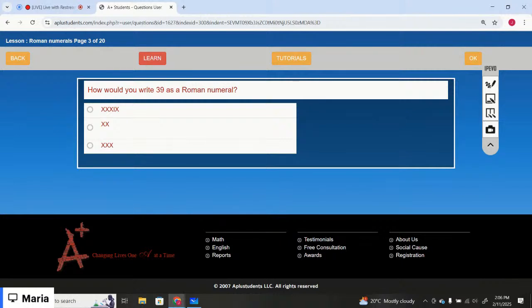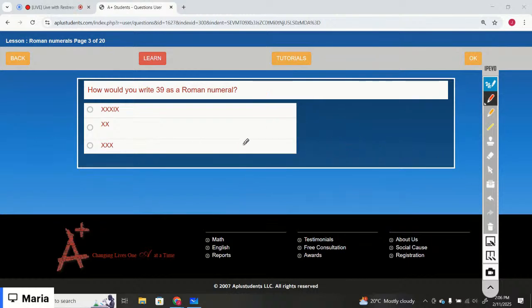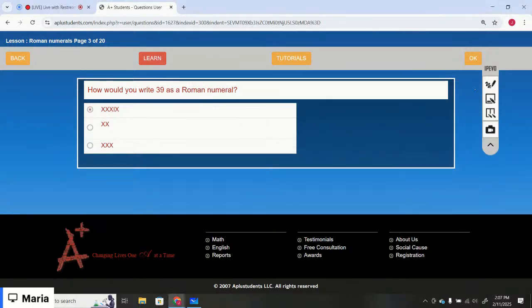How would you write 39 as a Roman numeral? So 39, let's just break down 39 in the expanded form. You can write 39 as 10 plus 10 plus 10 plus 9. So you can write it as XXX and 9 you can write it as IX. So option number 1 is the correct option.